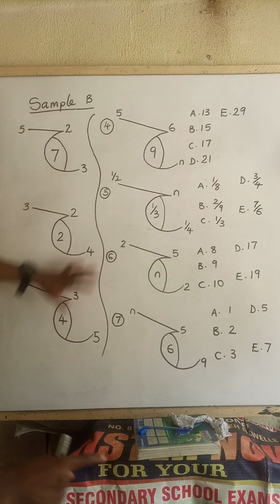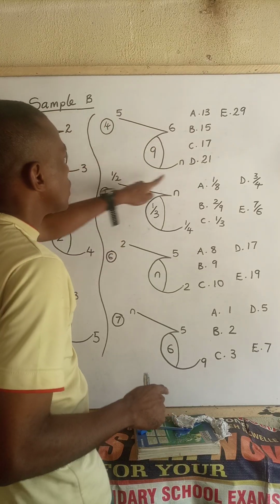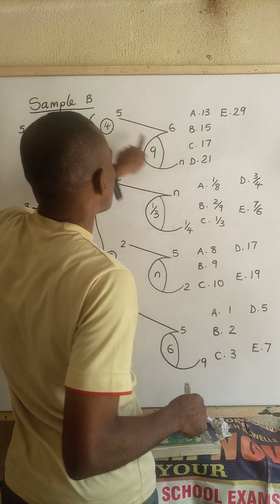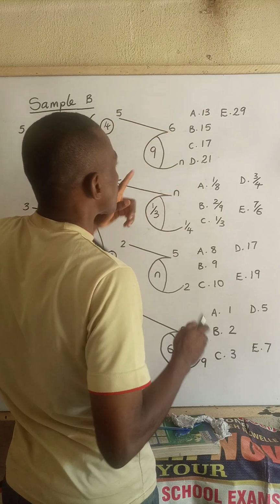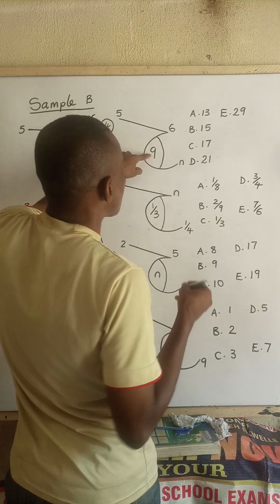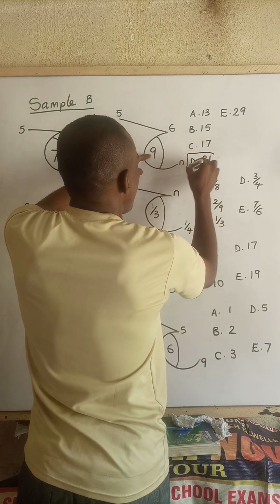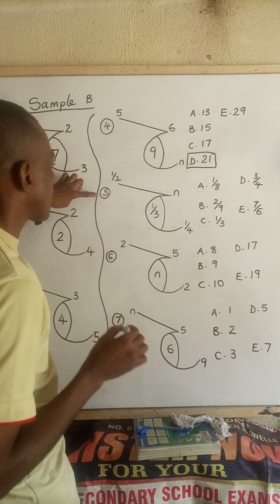So we are going to apply this in solving this. So for this one, this part is not given. So what I will do now is 5 times 6, it will give us 30. 30 minus 9, it will give us 21. We move to question number 5.